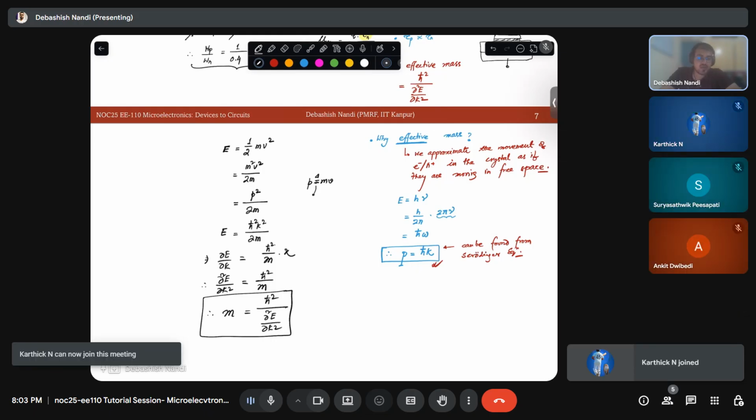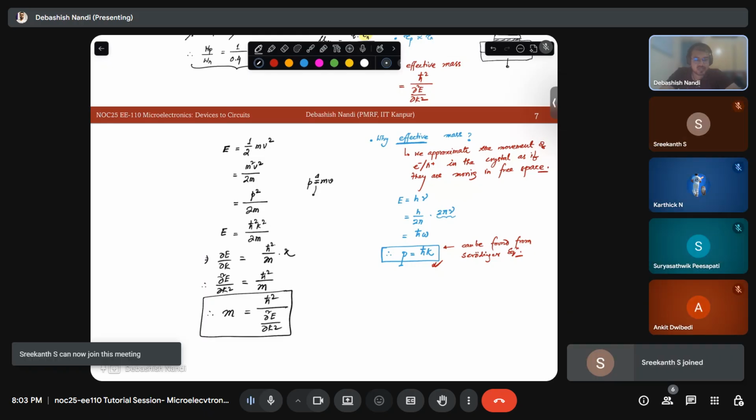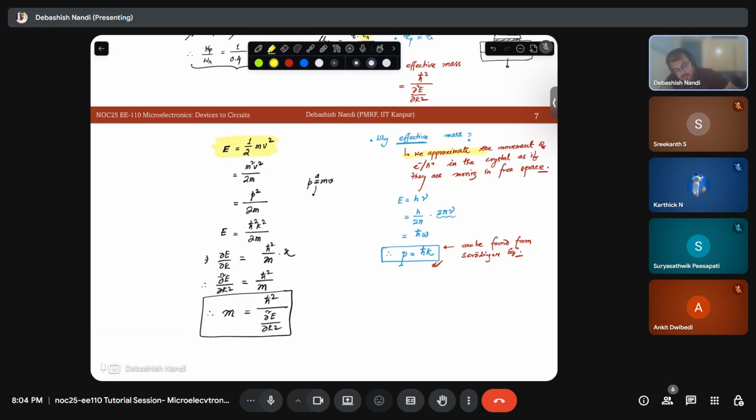So basically, where are we making the approximation of the effective mass? The approximation of the effective mass we are making at this place, by assuming that the electron is moving as if it is moving in free space. So this relation, this is basically h bar omega. A relation between omega and k is called the dispersion relation.